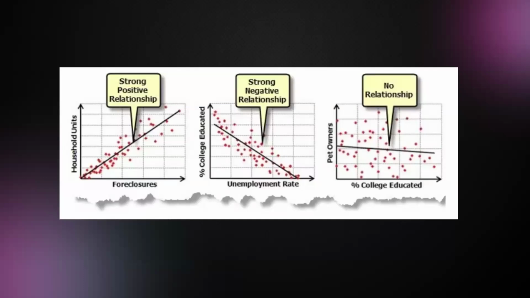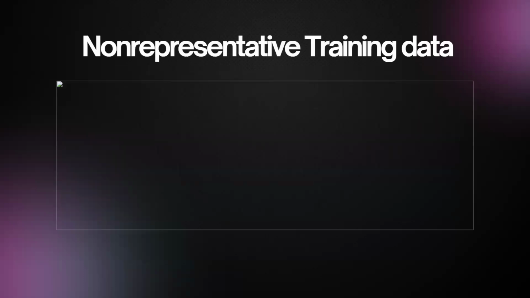Strong positive relationship, strong negative relationship, no relationship. If the data is distributed like this, there's no relationship between pet owners and percentage of college educated, right? So that's why you'll find a random distribution of data. That's mostly the case for real world data, right? So it becomes very hard for you to fit a linear line into such data. There's a lot of memes.